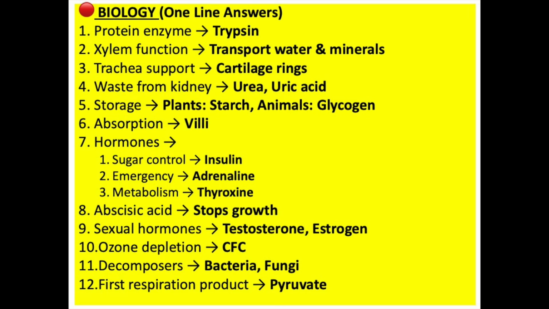Abscisic acid stops growth in plants. Sexual hormones in human beings are testosterone and estrogen. Testosterone is a male hormone, estrogen is a female hormone. Ozone depletion is caused by chlorofluorocarbon. Decomposers are bacteria and fungi. First respiration product is pyruvate or pyruvic acid.